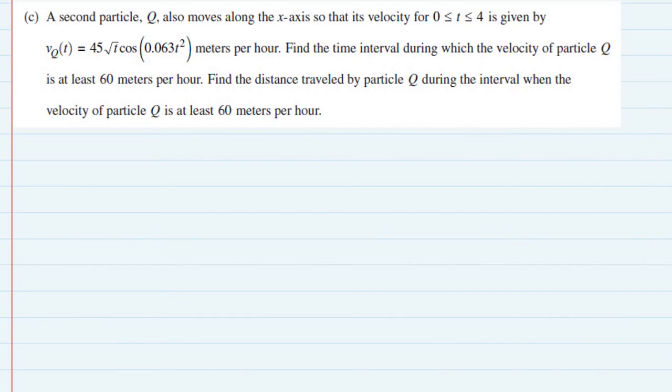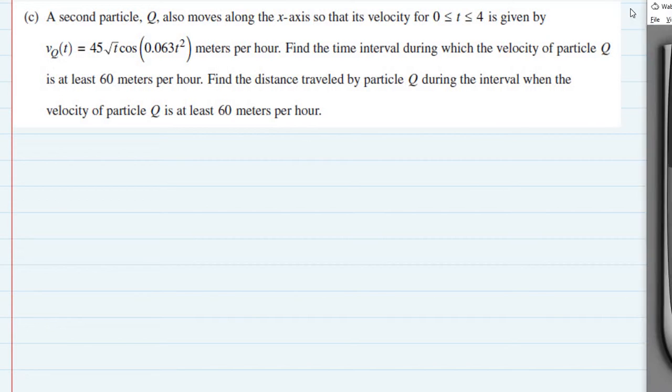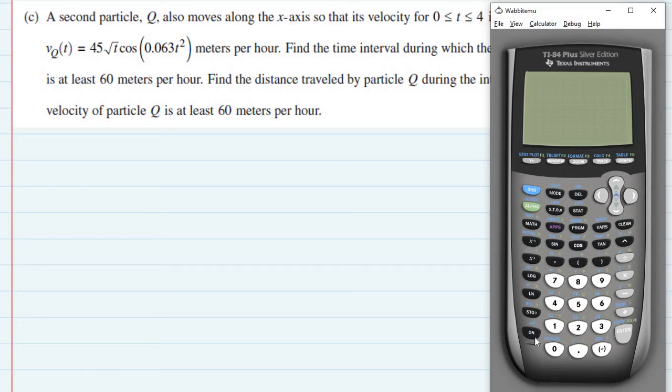This is a calculator problem. Now, what I'm going to do here on the calculator, I've already entered in the function v sub q of t. So this is the velocity function for particle Q. And let's just scroll across and make sure we have it entered in correctly. Of course, it's in x rather than t, but that's okay because that's what my calculator uses for the independent variable.